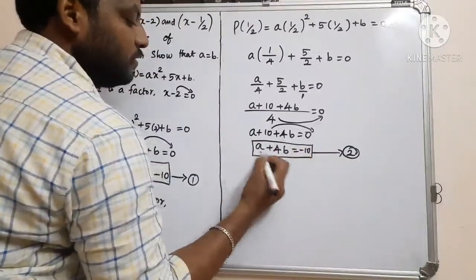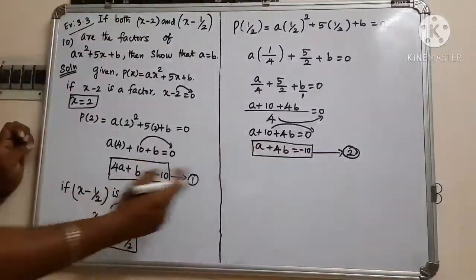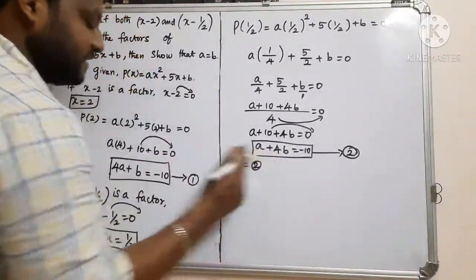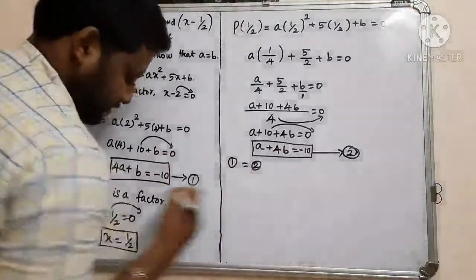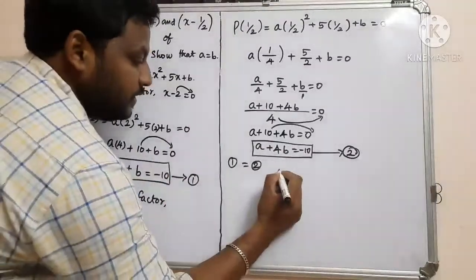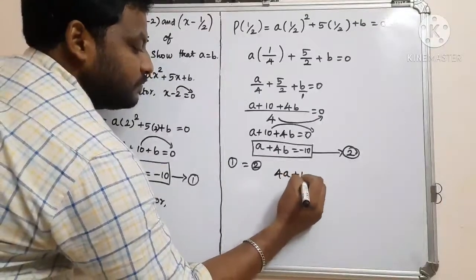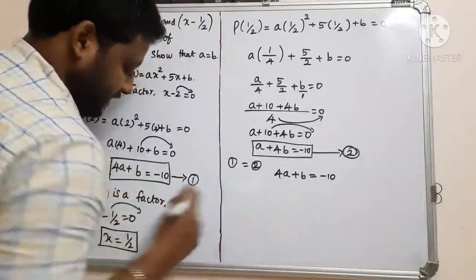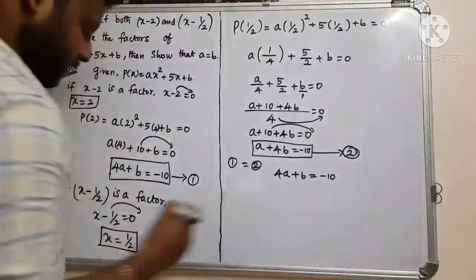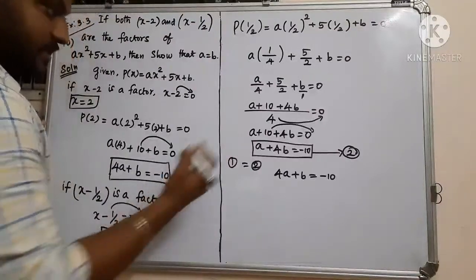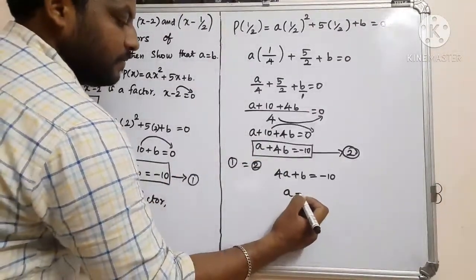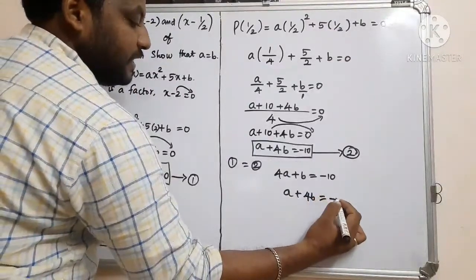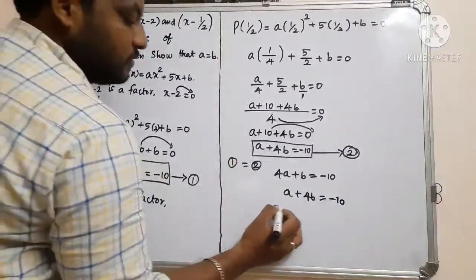So now we have to equalize. See, both are the same remainder. So we have to equalize, that is 1 is equal to 2. First equation, second equation should be equalized. So what is the first equation? 4a plus b is equal to minus 10, and the second equation is a plus 4b is equal to minus 10, or else solving 1 and 2 also the same thing.